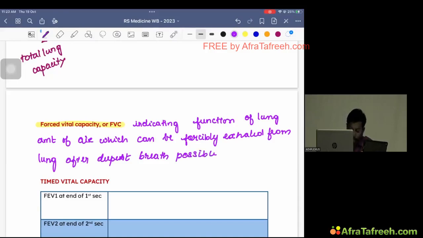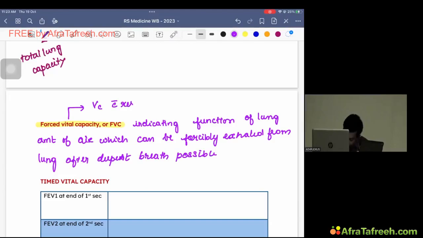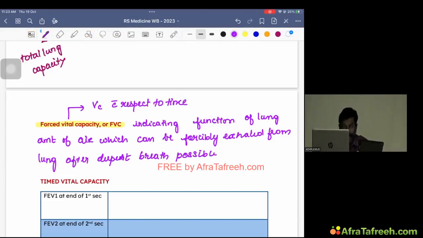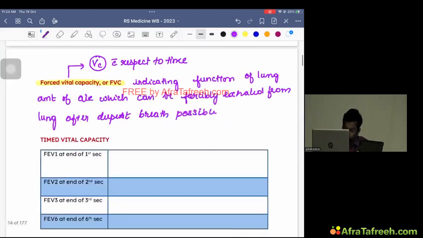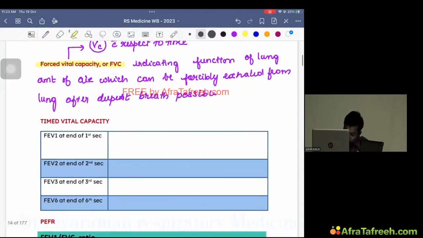And vital capacity is usually done with respect to time. When vital capacity is done with respect to time, it is more accurate. So we are going to call this timed vital capacity. Timed vital capacity is a part of your vital capacity.